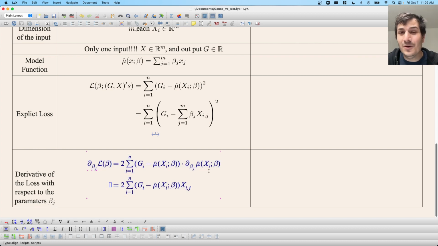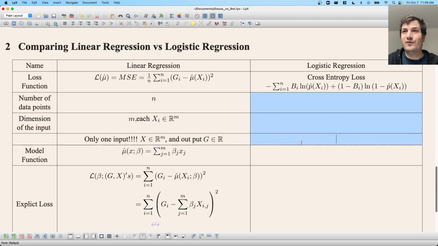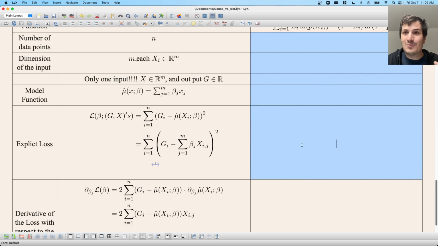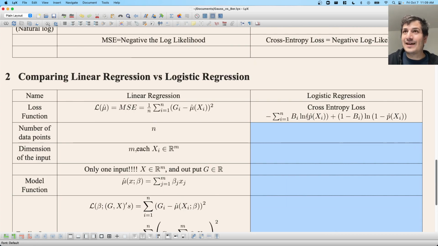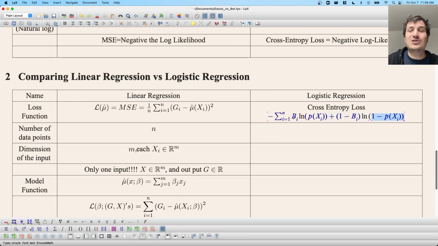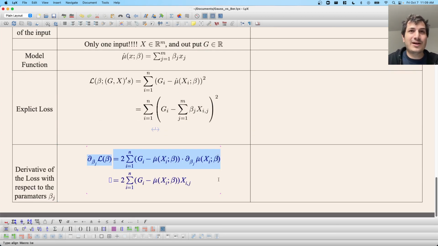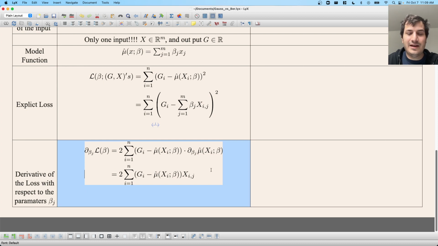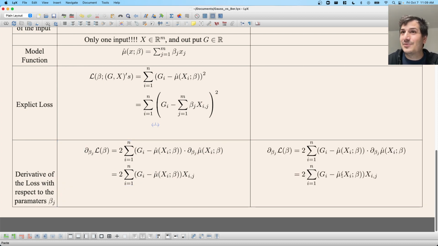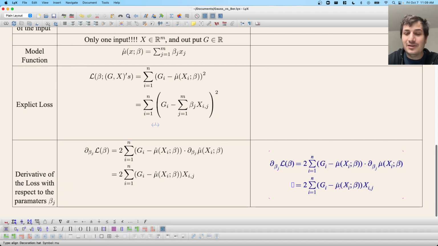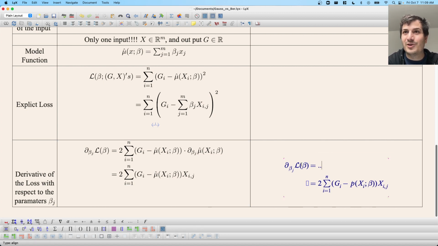We're gonna fill in a whole bunch of work here, and there's gonna be more steps. And there's gonna be this miracle fact that we start with the ugly cross entropy loss, and we start with the ugly sigmoid. But at the end of the day, they're gonna cancel, and what we're gonna get is the exact same formula, except instead of mu hat, it's going to be p hat. So this formula is going to be way harder, but the final answer is going to be the same.